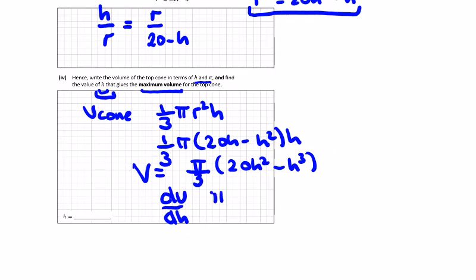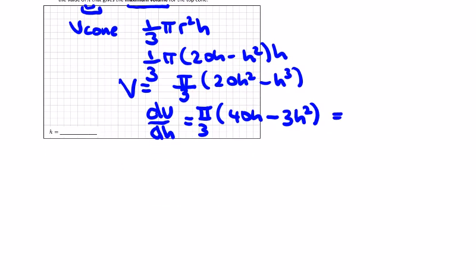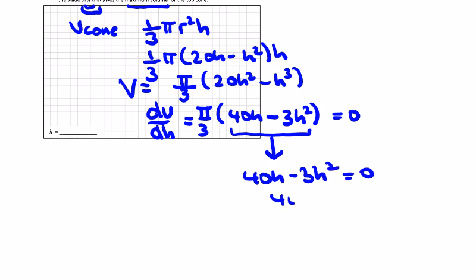So we have the constant in front, pi over 3, and if we differentiate 20h squared, we get 40h, minus, if we differentiate h cubed, we get 3h squared. So if this expression is equal to 0, this guy has to be equal to 0. Pi over 3 is not. So 40h minus 3h squared equals 0.